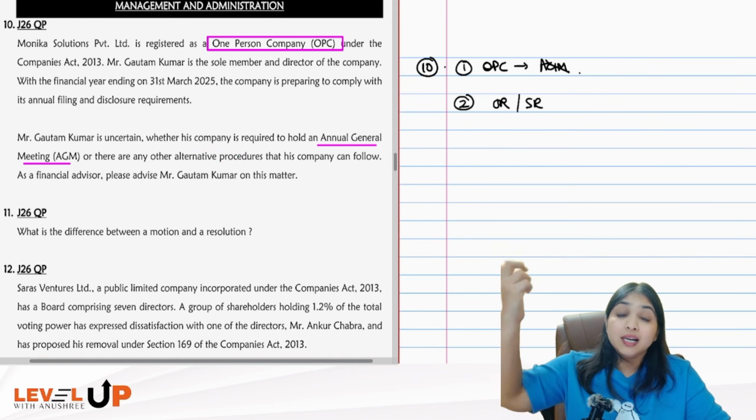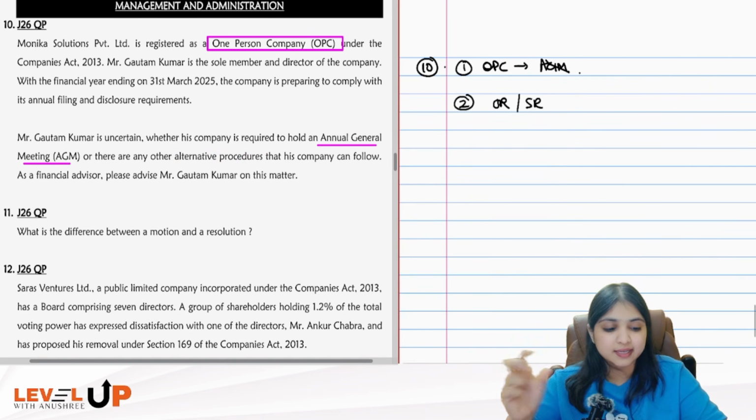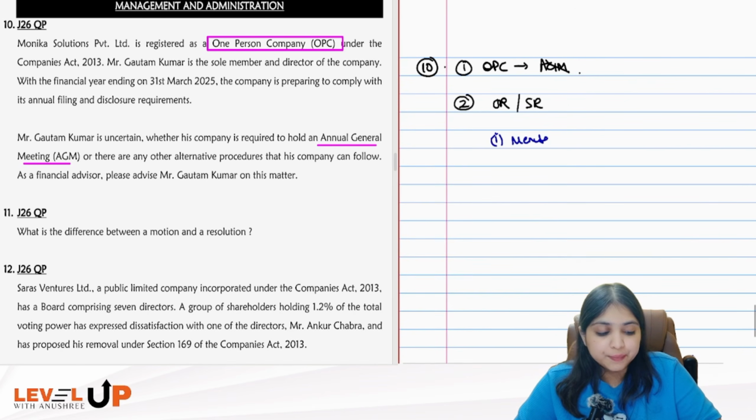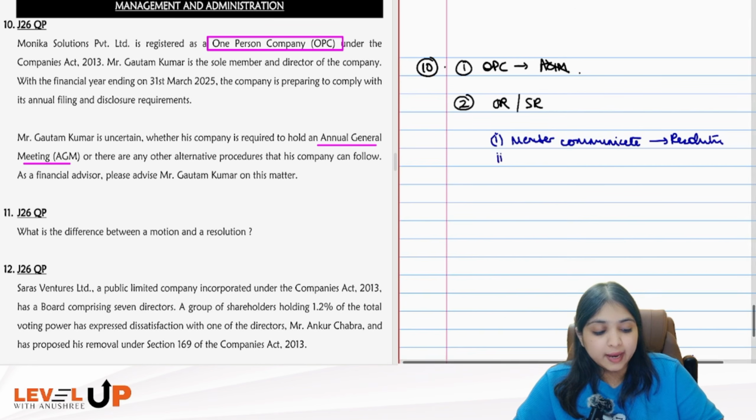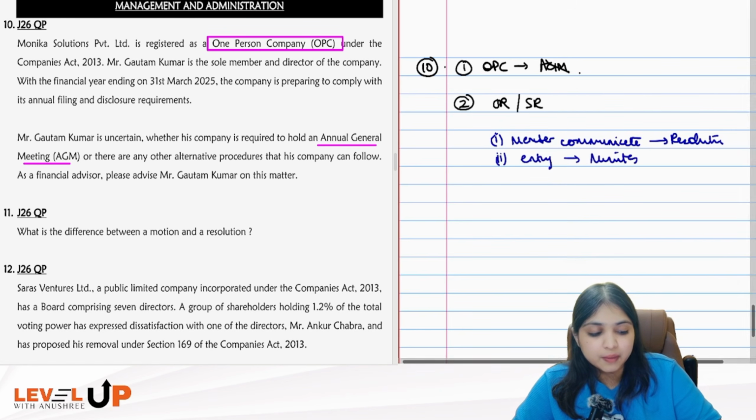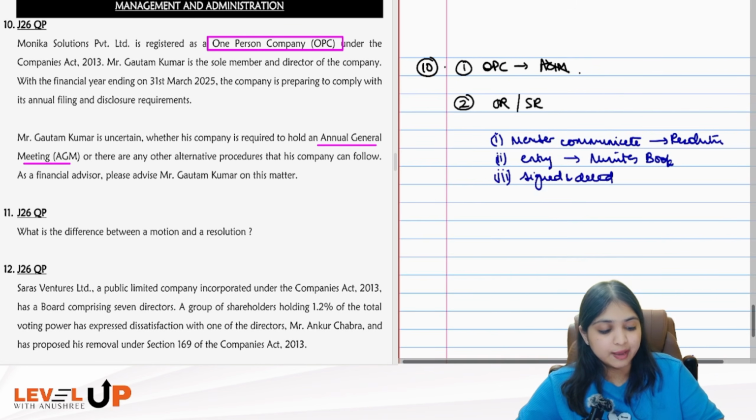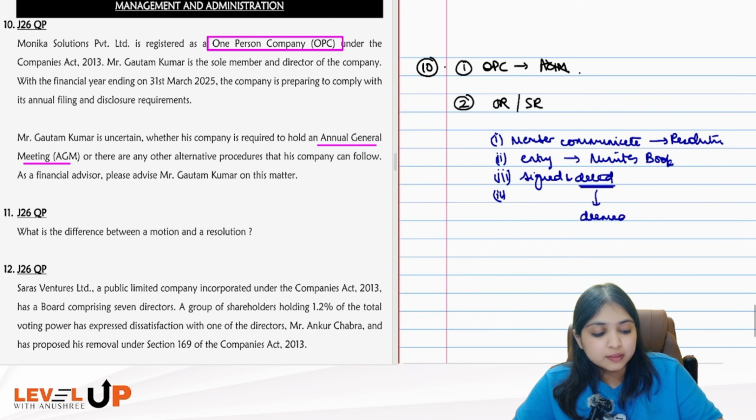If you look at the logic book, last page of management and administration, you will find this, guys. I'll give you a reminder. If the matter is such where ordinary resolution or special resolution is required, then step number 1, that one member of the company will communicate his decision to the company. Basically, he will communicate his resolution to the company. Then the entry of this resolution will be made in the minutes book. Then this entry has to be signed and dated by that one particular member.